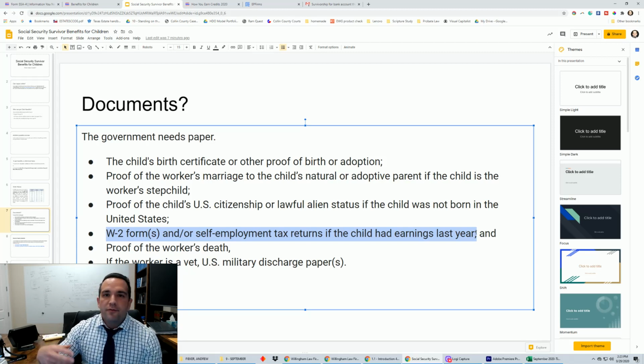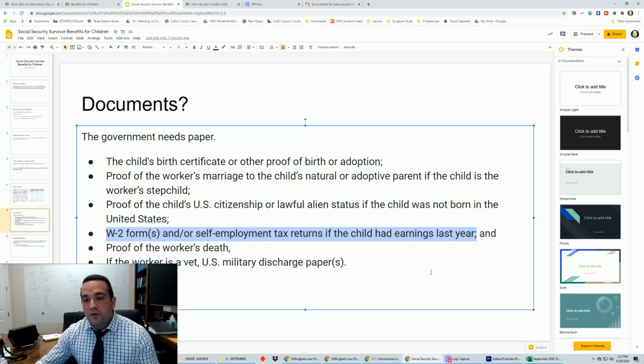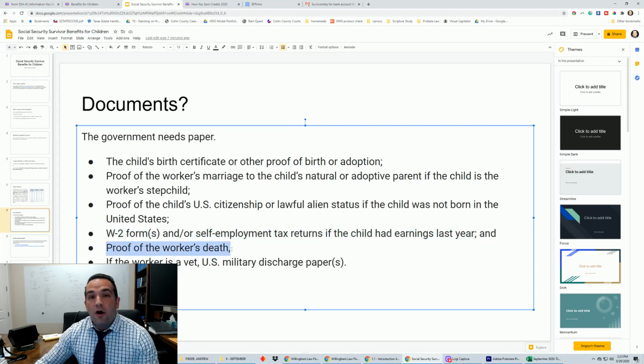And her father passed away, we don't want to pay her Social Security benefits because she earns enough money to support herself. So if the child works, you need to send in the W-2 to show how much the child is earning. This might be the hardest one to obtain, proof of the worker's death. Of course, they're going to want to see the death certificate.